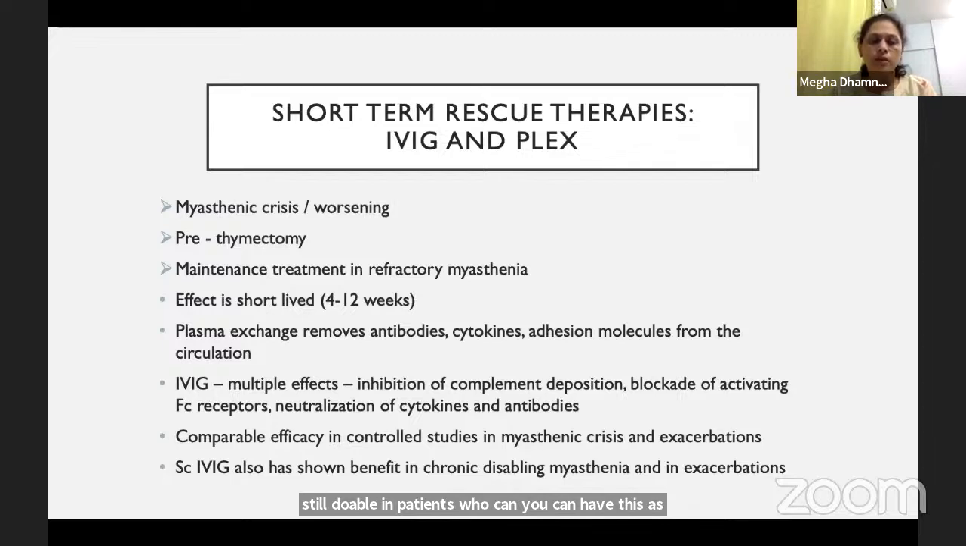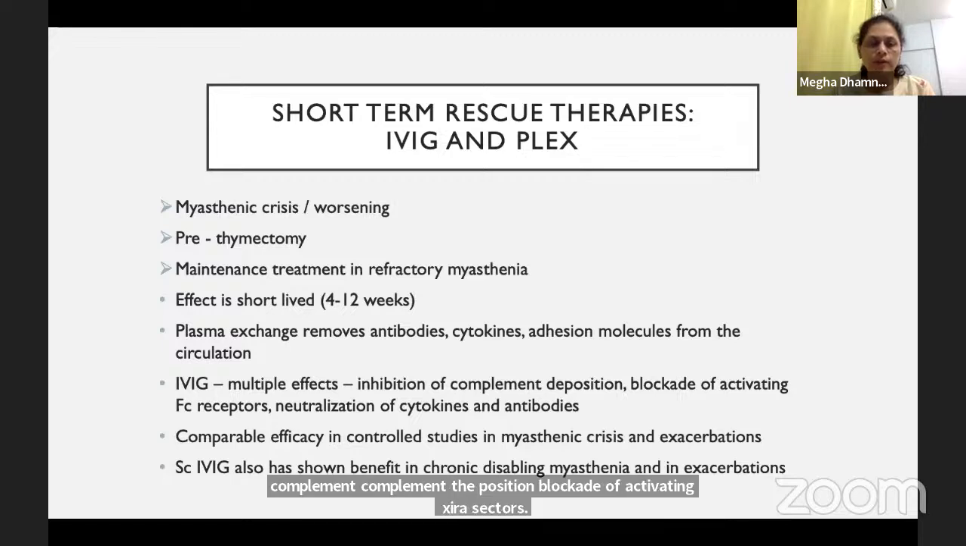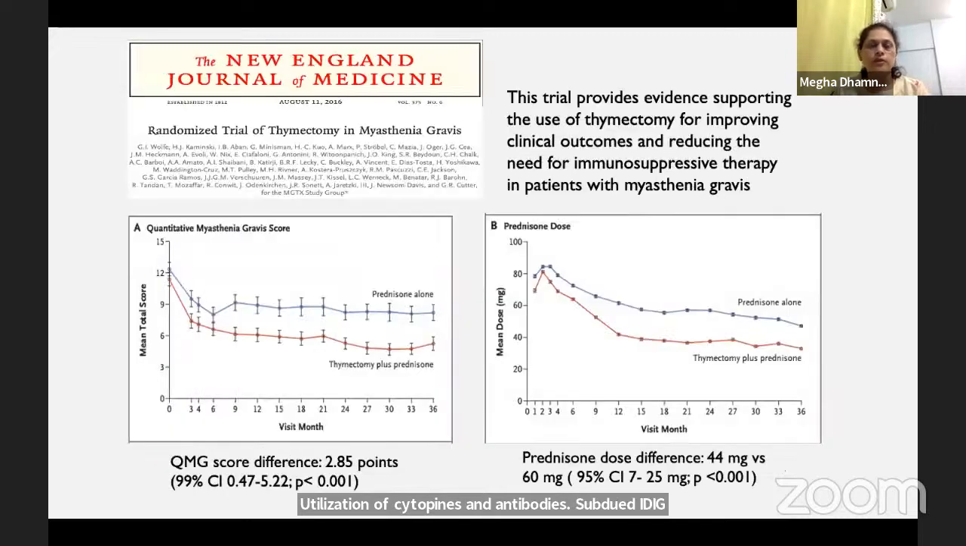So how does it work? Plasmapheresis removes the antibodies, cytokines, adhesion molecules from the circulation, and IVIG has multiple effects, including inhibition of complement deposition, blockade of activating Fc receptors, neutralization of cytokines and antibodies. Subacute IVIG has also been shown to be beneficial in myasthenia and exacerbations.